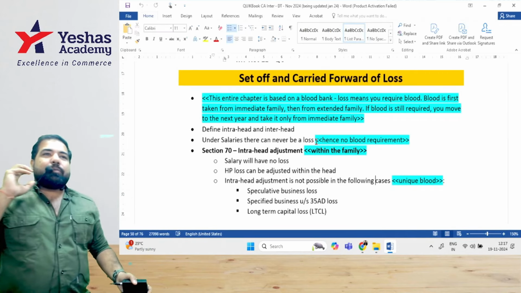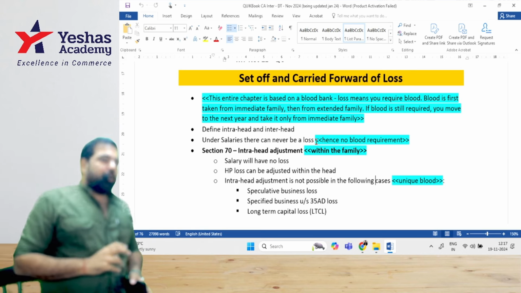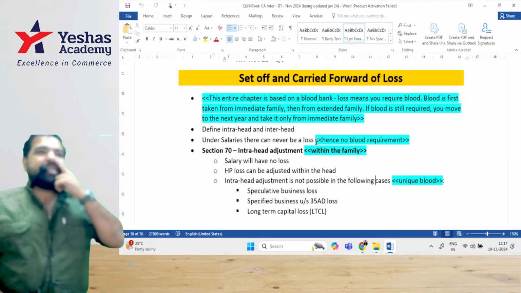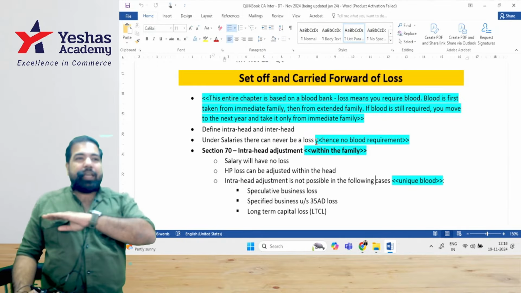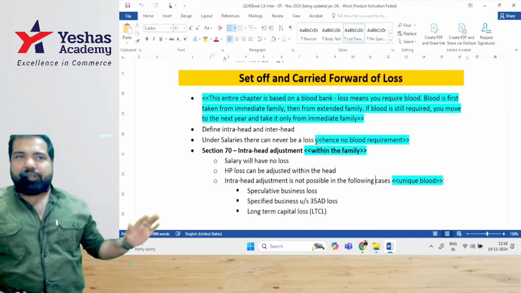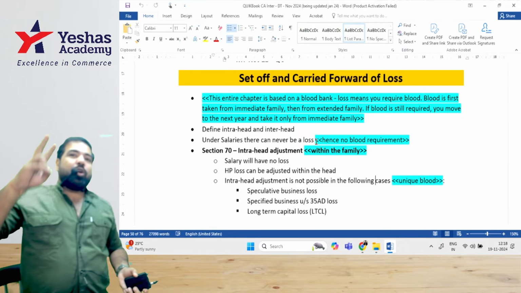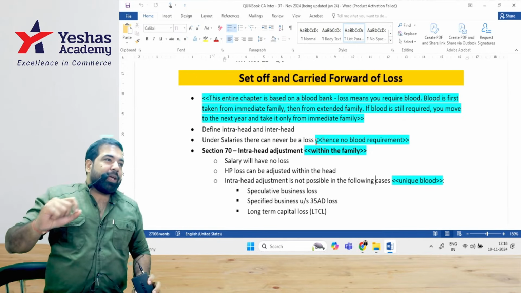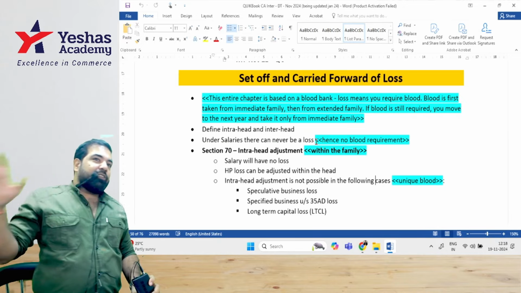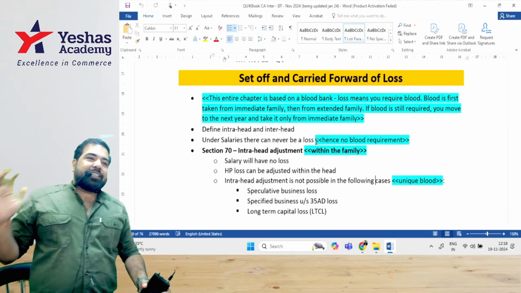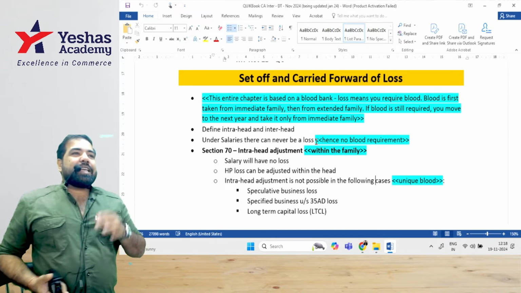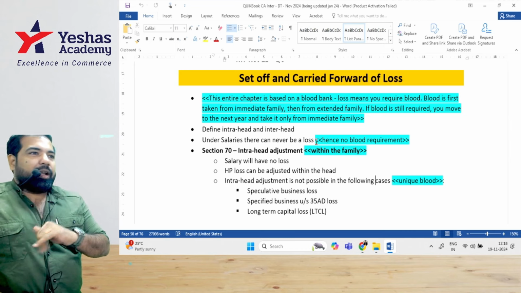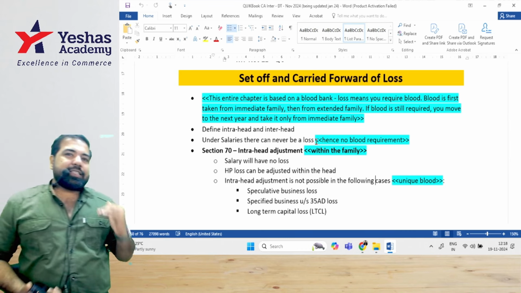All right, a chapter which is really, really small. But surprisingly, guys, this chapter has come in the paper all but twice in the last 10 years, or in the last 7 years at CA Inter. And surprisingly, this same chapter has never come at CA Final. It is a chapter called set off and carry forward of loss. Guys, because it does not appear at CA Final, its importance is really high at CA Inter.